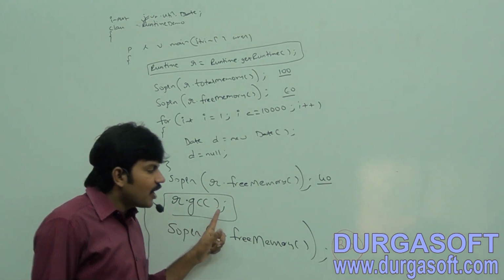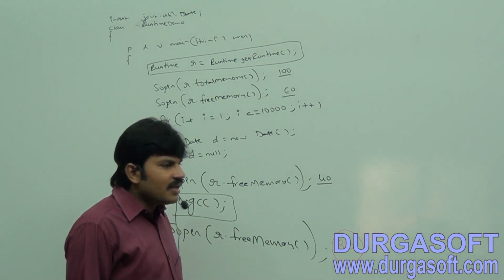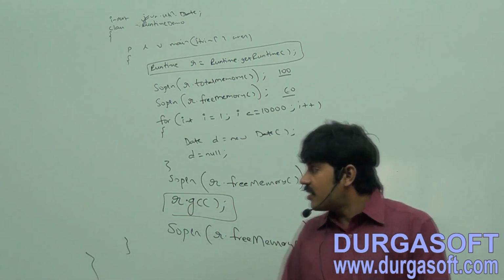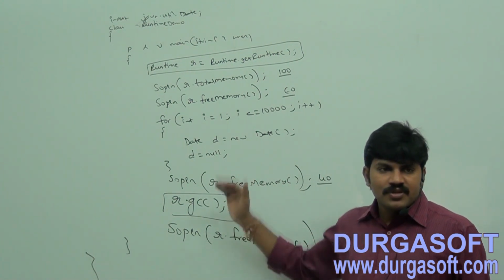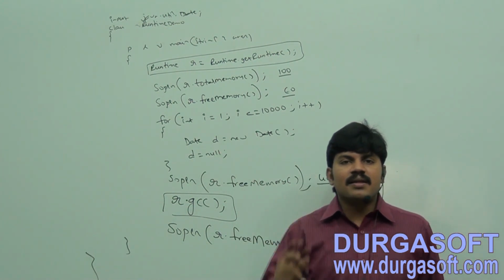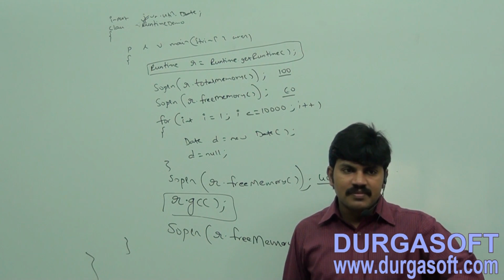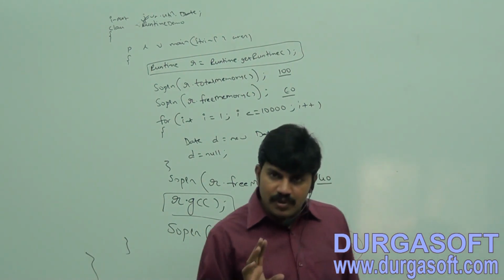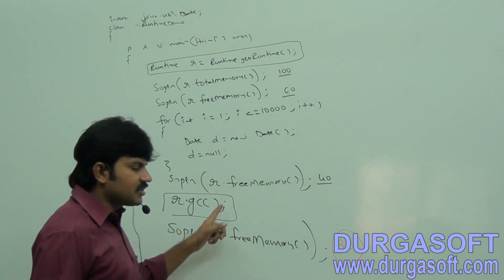Okay, if the garbage collector has not yet come, then at least 40 will be there, sir. How is it 30? You may have this doubt. Sir, to run our program, internally the JVM requires some memory. Are you getting it? The JVM requires some memory.